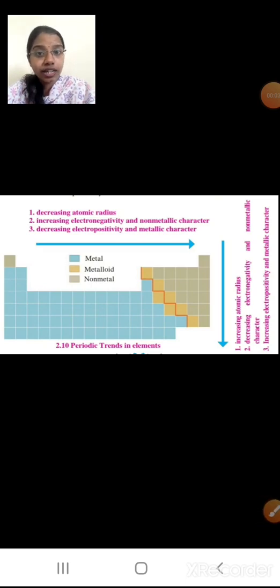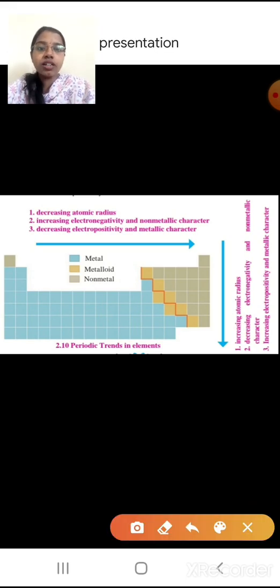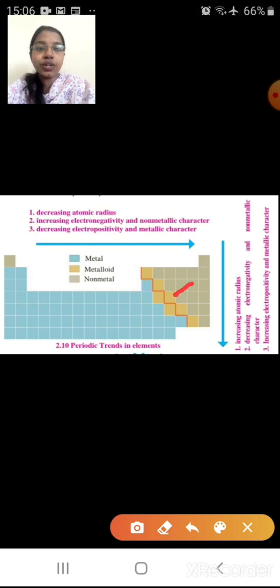Yes, it is given in your textbook. Okay students, this will help you to segregate the metals, non-metals and metalloids. Now here I'll just show you this red color line you can see, and those orange boxes you can see, they are all the metalloids. This side are all metals, and this side are your non-metals.